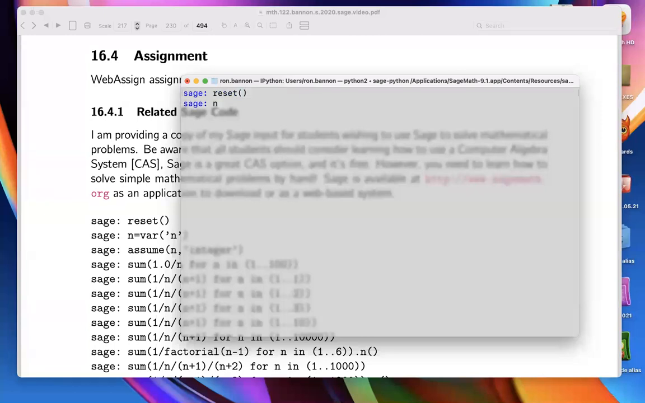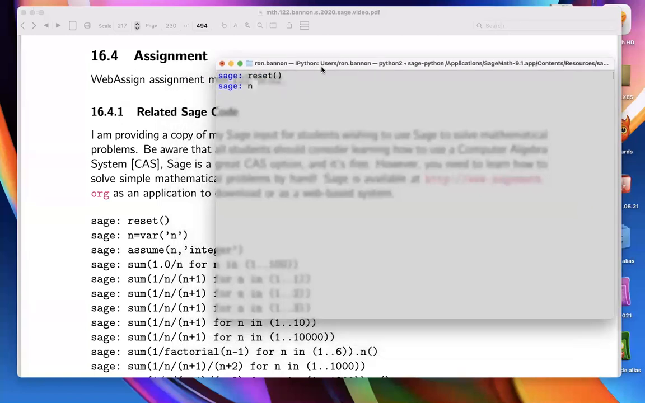This says n is a variable, all right? And again, I'm just reading through my code over here. So n is a variable, and I'm going to ask Sage to assume that n is an integer.